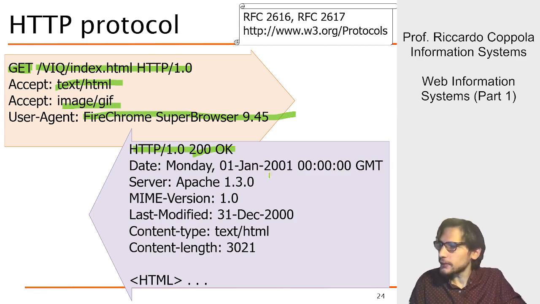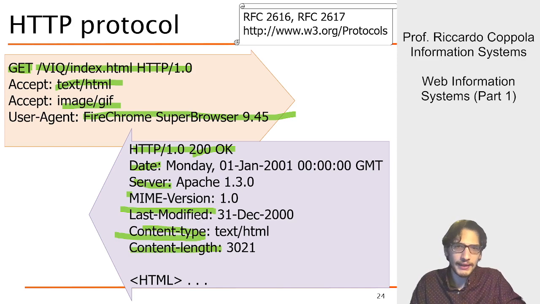So the first row is the most important because it tells me if the server found what I wanted. In addition to that, I can provide the date of response, the type of server which is responding, information about the last time this resource was modified, the type of content that I am providing, and the size of the content in bytes.